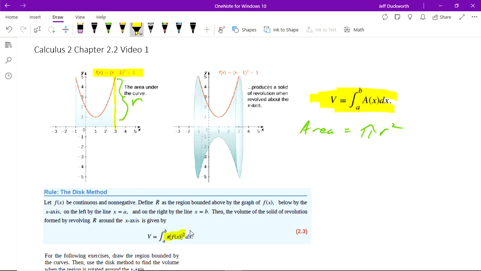So a couple rules. First, we need to let our function f of x be continuous in order to do this in the first place, and non-negative. So the entire function has to be at or above 0. All right, so to calculate the volume, we simply use this formula down here.